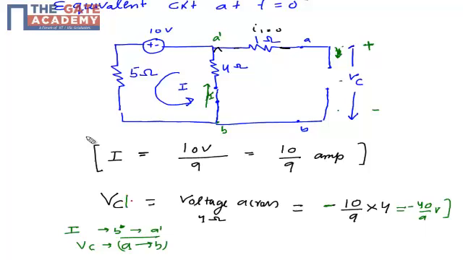This is VC(0 minus), because this is the voltage of the capacitor before the switch is open, the voltage of the capacitor at t is equal to 0 minus. So now let us draw the circuit after the switch is open.